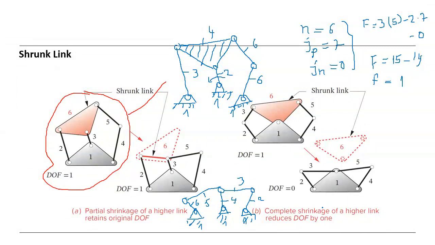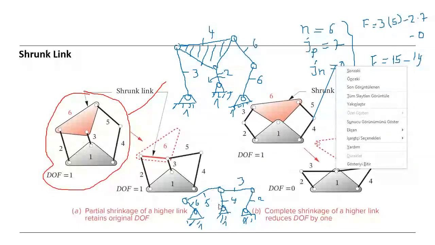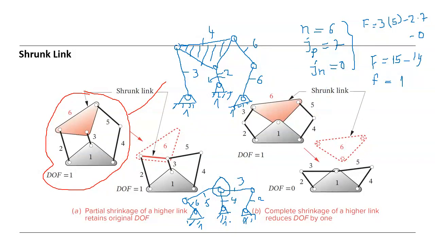But here you see three members are connected to each other. So this is more than one here, therefore we have to write here one more. So one joint is between 3 and 4. The other one is between 4 and 5. So therefore 7, the same here. And there is no joint with higher order. So this gives us also a degree of freedom of 1, and therefore it is also a normal working mechanism.